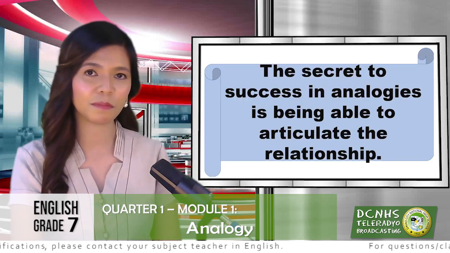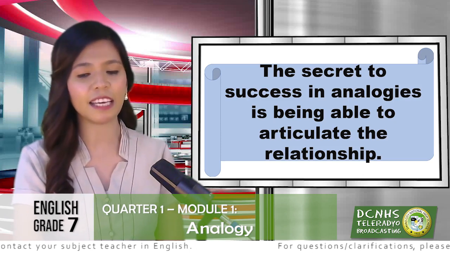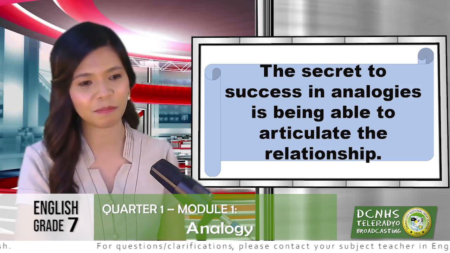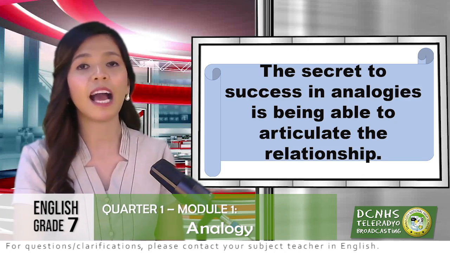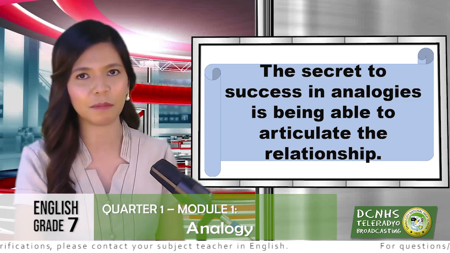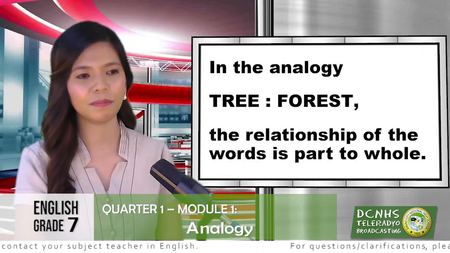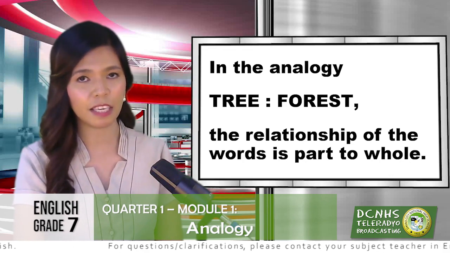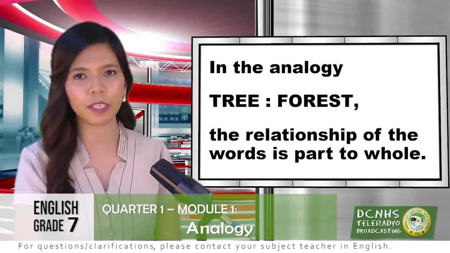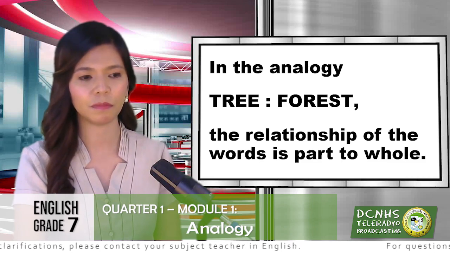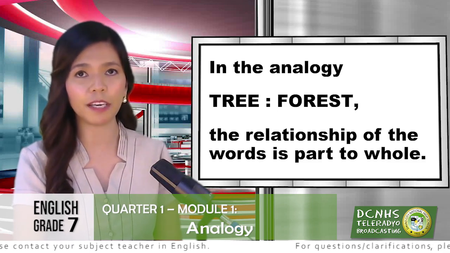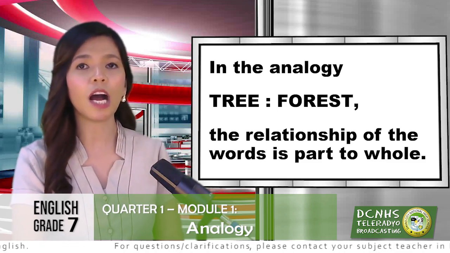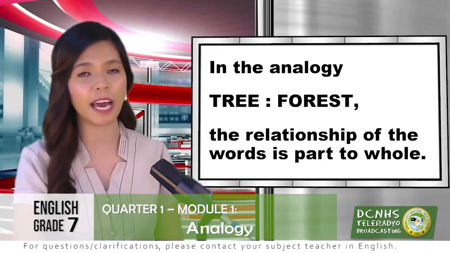Here's my tip for you. The secret to success in analogies is being able to articulate the relationship. This means you're able to see how the words are related to each other. Let us look at this example. In the analogy, tree is to forest, the relationship of the words is part to whole. A tree is part of the forest, the whole. Your next step is finding the pair of words among choices that shows the same kind of relationship.